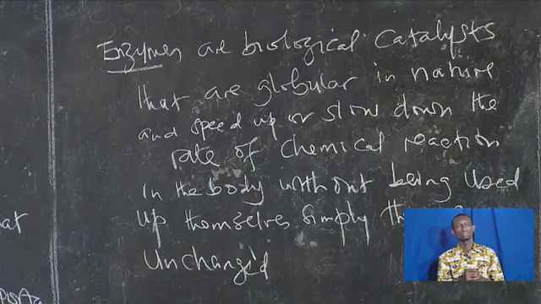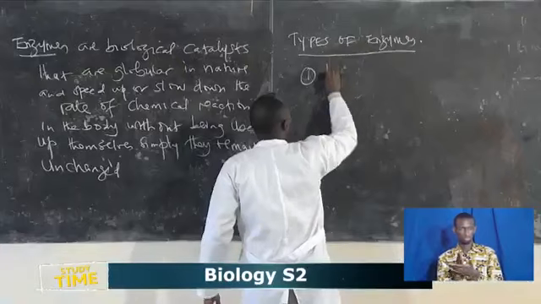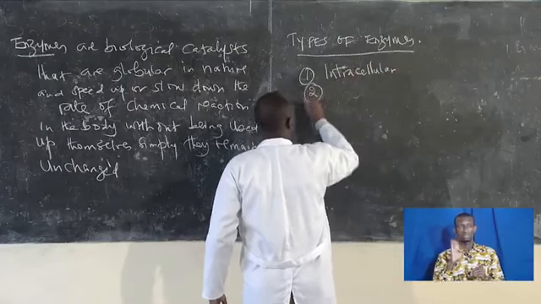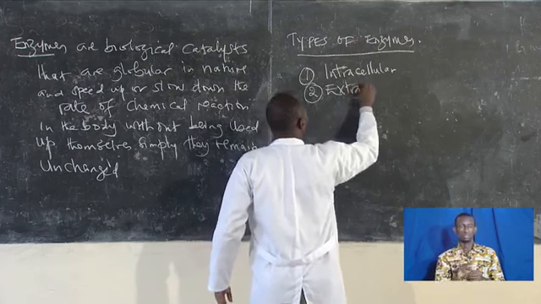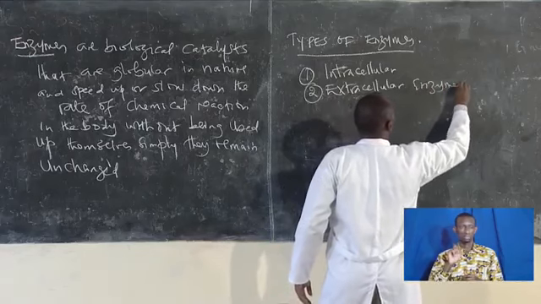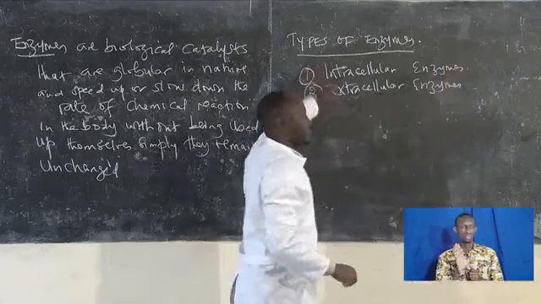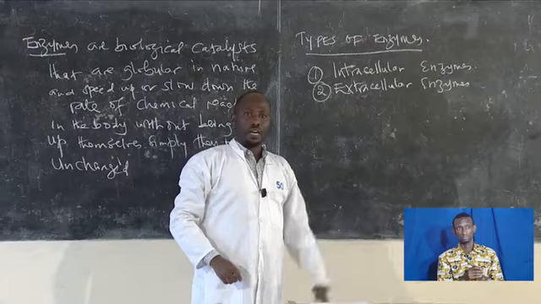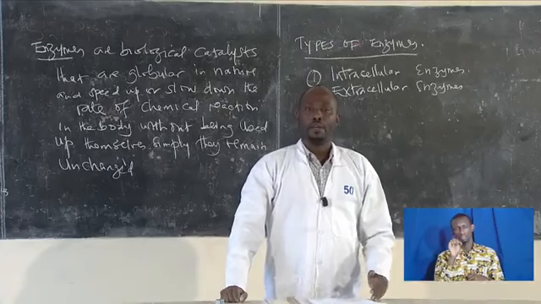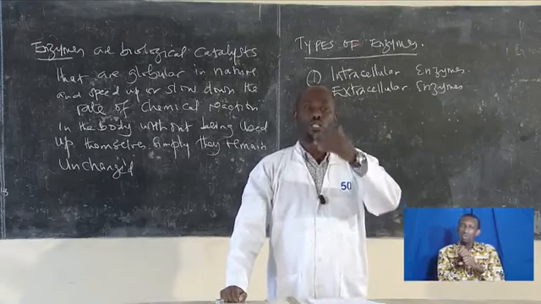Types of enzymes. We have two major types of enzymes. One is intracellular enzymes. Number two, we have extracellular enzymes. So let me start with the intracellular enzymes. Most of the enzymes are normally produced by the cells. And once they are produced by the cells, they can work inside the cell, or they can work outside of the cell.